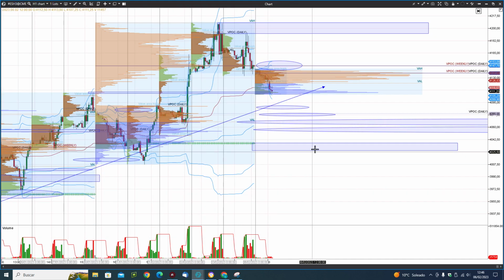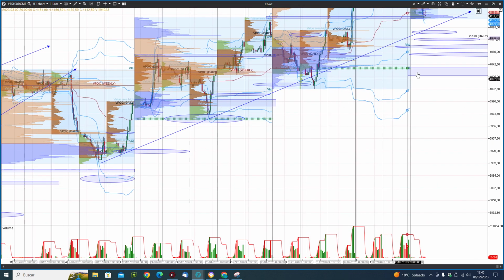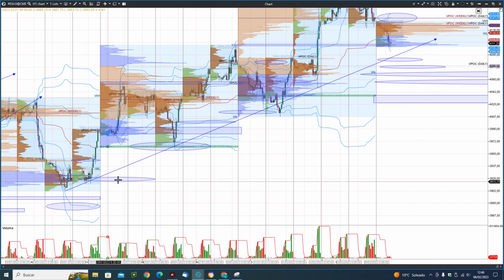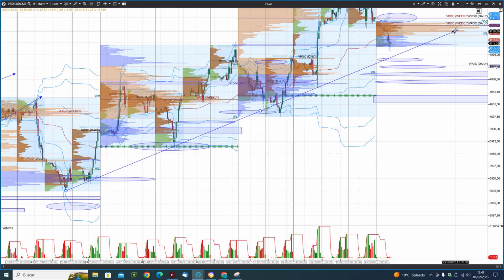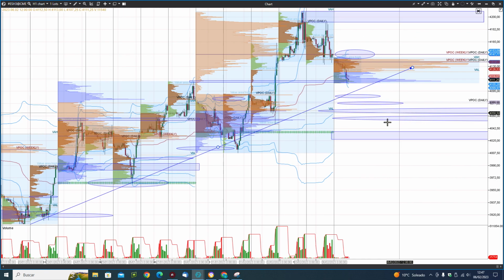About S&P, well, S&P, we have here an uptrend. We can draw it touching the most important points, including this one. We could redraw again taking this point, but let's see what happens respecting this point.